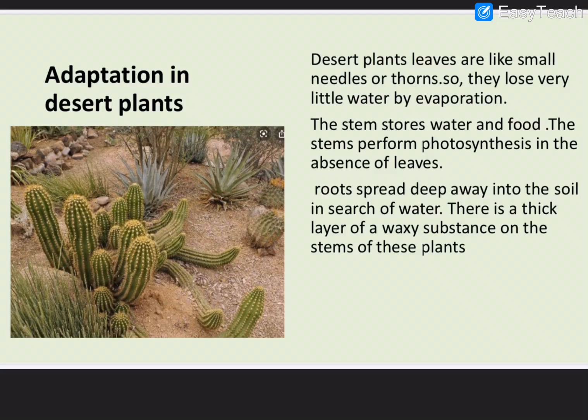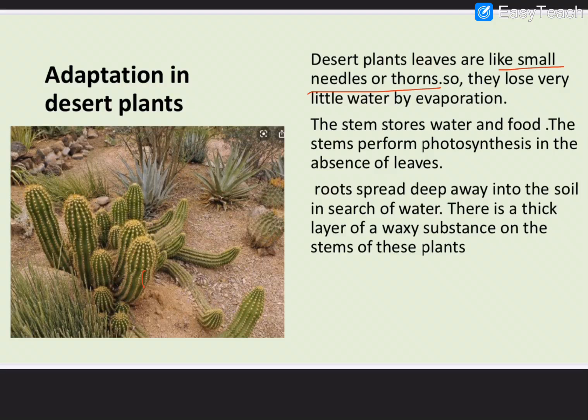Next we are moving on to the adaptation in desert plants. You can see the image of different desert plants. You can see thorns. They are fully covered with thorns, and very short, thorny plants can be seen in the desert region. Desert plants have small needles or thorns. The desert plants actually have leaves, but they are modified as thorns.